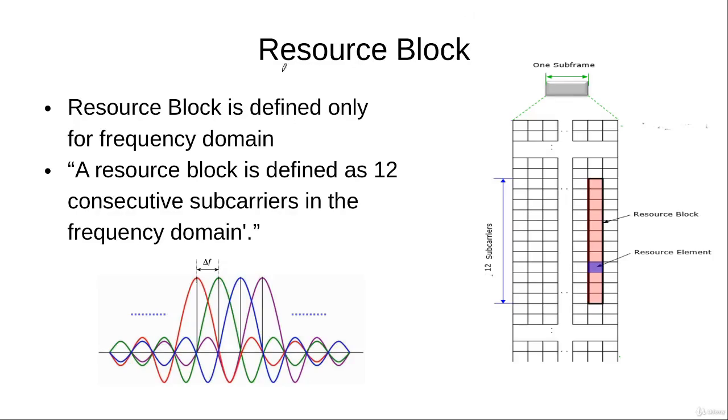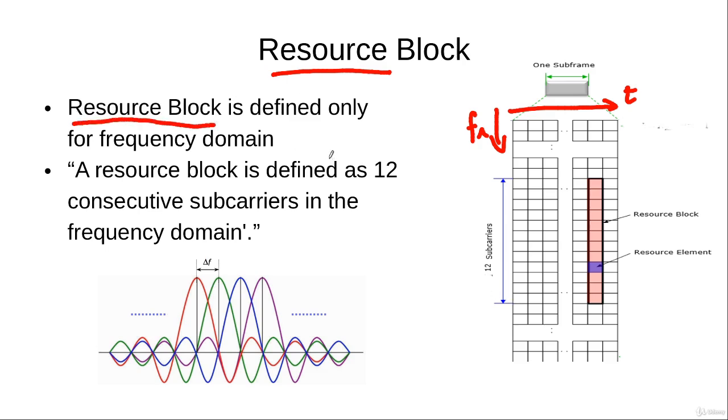Now we come to the concept of resource block. If this is our time axis and this is our frequency axis, so we know that the frequency band that is available in a cell is subdivided into subcarriers. So we will have the subcarriers in this dimension of the frequency. And if we take 12 such subcarriers, then we call them a resource block.